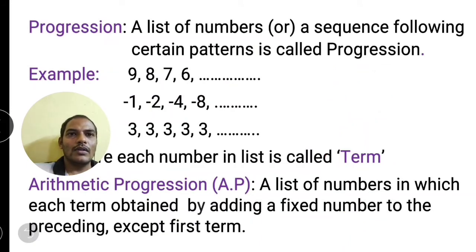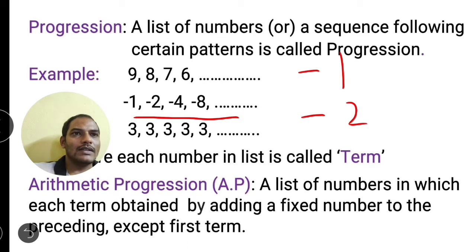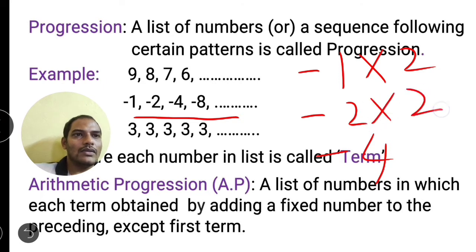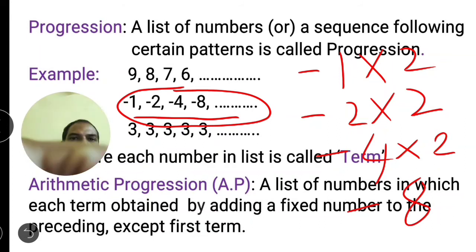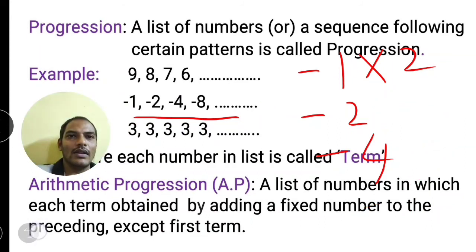Next, second example: minus 1, minus 2, minus 4, minus 8, dash. See, first number is minus 1, second number is minus 2. How to get this second number? Just multiply the first number with 2. Next third number is minus 4, so minus 2 multiplied by 2 gives the third number. Next fourth number is minus 8. How to get this minus 8? Multiplying the previous number with 2. So all 4 numbers follow a particular pattern, so definitely they are in a progression.